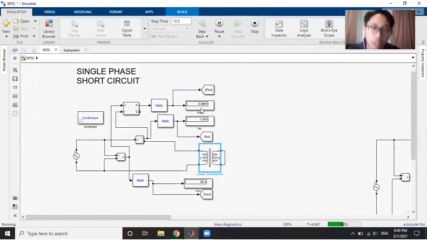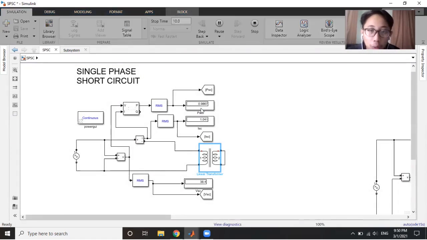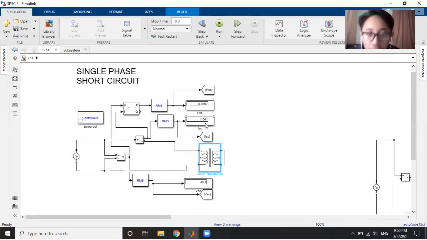we can see that the PSC is 0.9867. Then we have the ISC, which is 1.041 ampere. This is also equivalent to the I full load, where 250 is divided by 240 and we get the I full load. Next, we have the VSC, which is 38.4 volt.